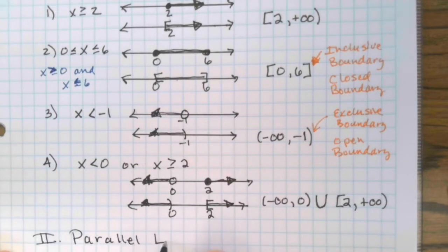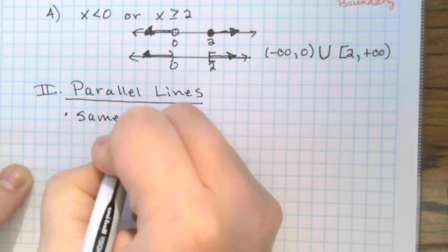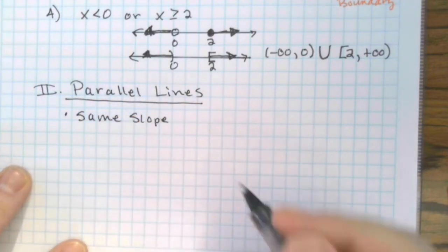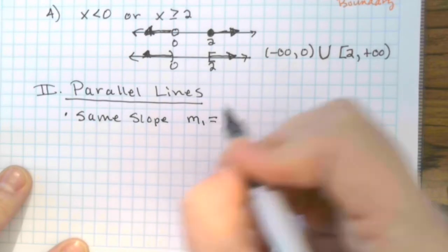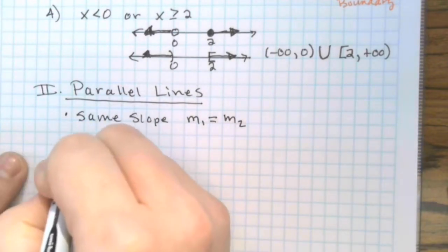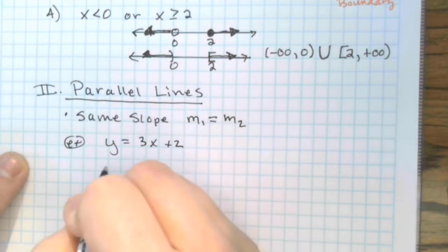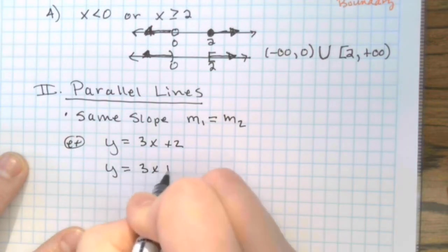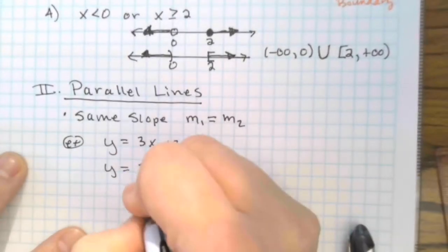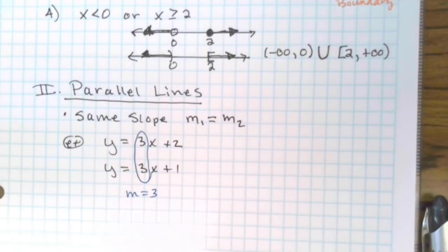Parallel lines. Parallel lines have the same slope. Sometimes you'll see it written m sub 1, the slope of the first one, is equal to m sub 2, the slope of the second one. An example of parallel lines would be y equals 3x plus 2 and y equals 3x plus 1. Both of their slopes are 3, so they are parallel.